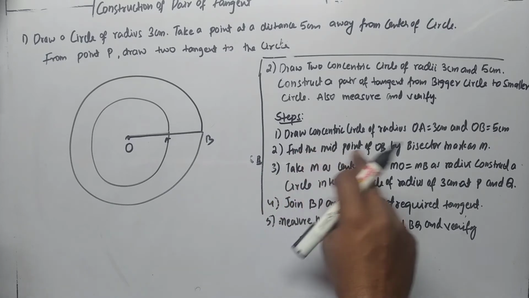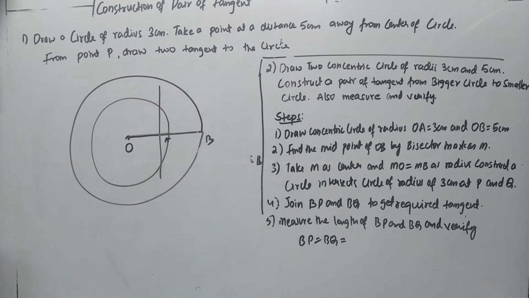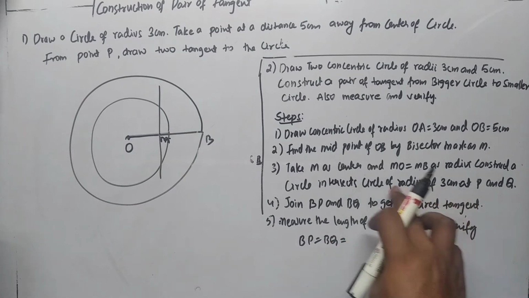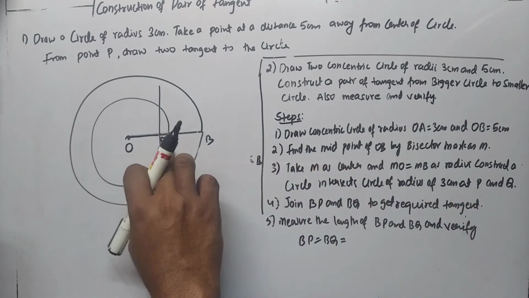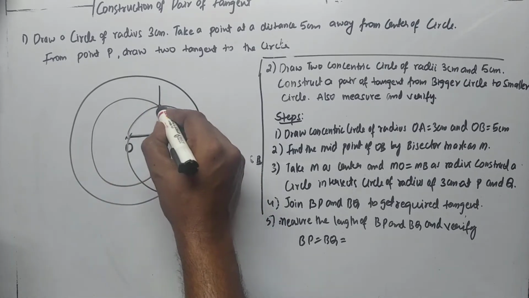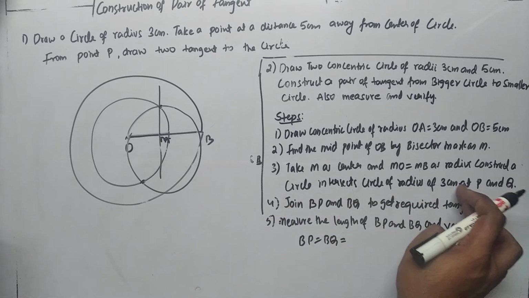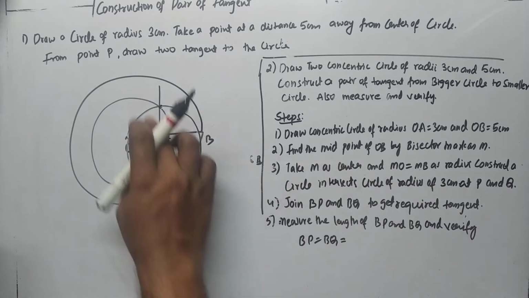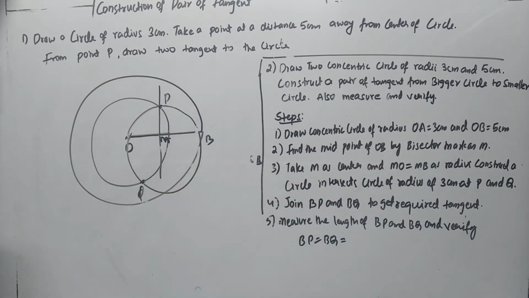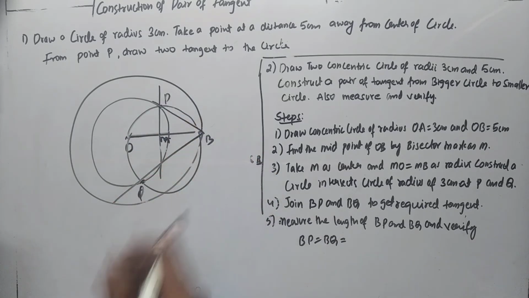Next, find the midpoint of OB. This is OB. We have to find the midpoint with the help of a bisector. Next, we will mark this point as M. Next, with M as center and MO or MB as radius, you have to draw a circle. This new circle will be intersecting the 3 centimeter circle at 2 points, P and Q. Mark this as P, this as Q. Join B to P, B to Q. These are the required tangents.